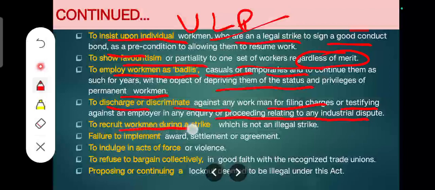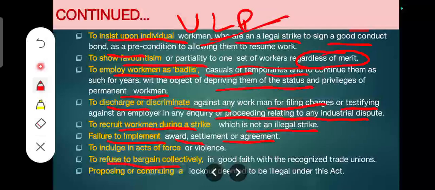To recruit new workers during the strike, which is not an illegal strike, workers have gone for a legal strike. Still, you are recruiting new workers during the strike, it will be called unfair labor practice. Failure to implement any award, any settlement which has been given by the courts, labor court, industrial tribunal, but that award or settlement is not implemented, it's an unfair labor practice.